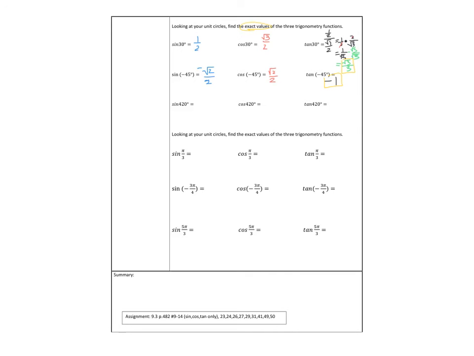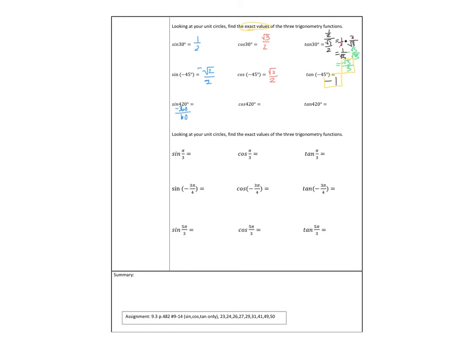420. So this way you're going to, remember, go counterclockwise. You have to go all the way around the circle once. And then how much past 360 is 420? Looks like 60 degrees. So then we're actually looking at our 60-degree angle.